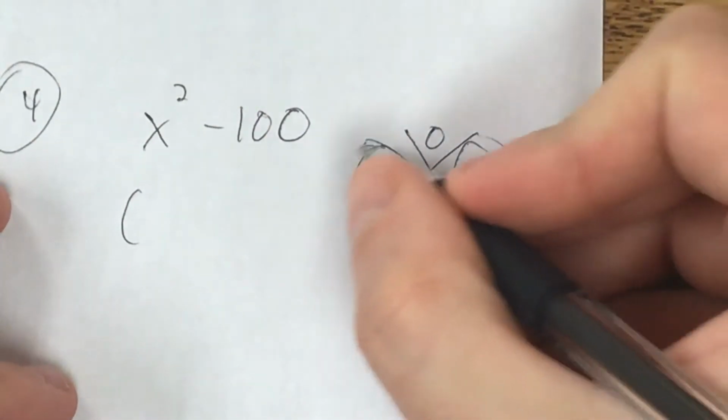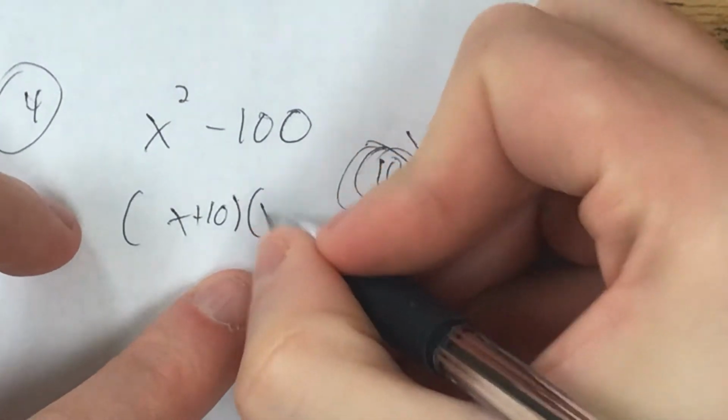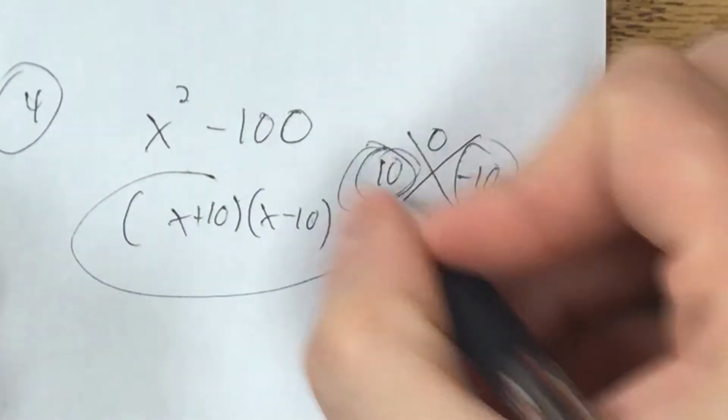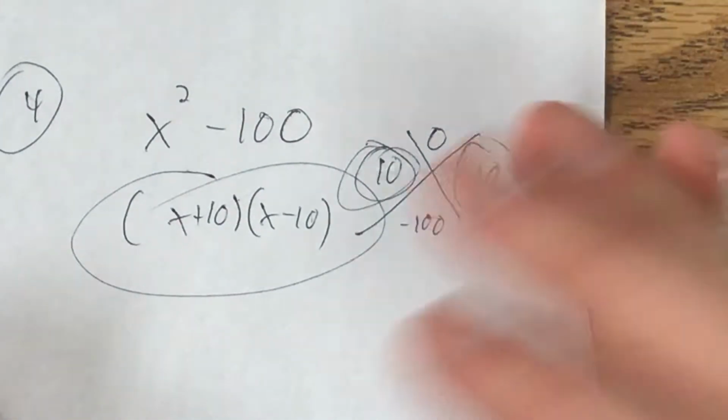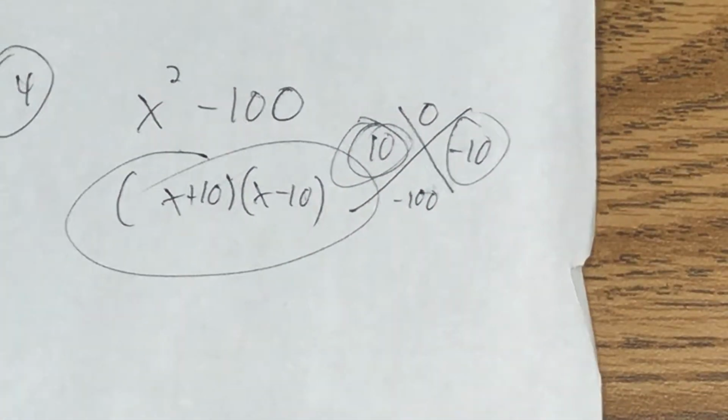So this is a positive 10, so x plus 10. And this is a minus 10, so x minus 10. And that is now factored. Done. I do want to cover one, or actually two other things, I suppose.